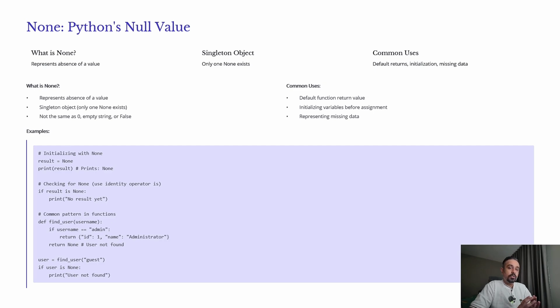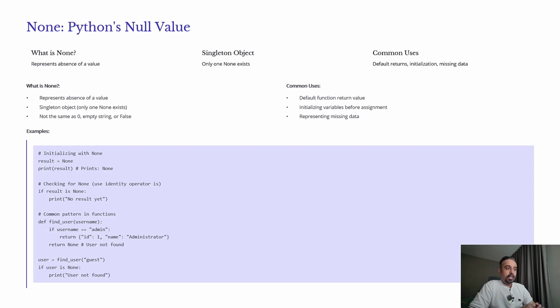So None means no value. It's the Python way of saying nothing here. So it's not the same as 0, an empty string, or False. It's a special thing that is available in Python only. When you want to check if something is None, you use the word "is", not equals.